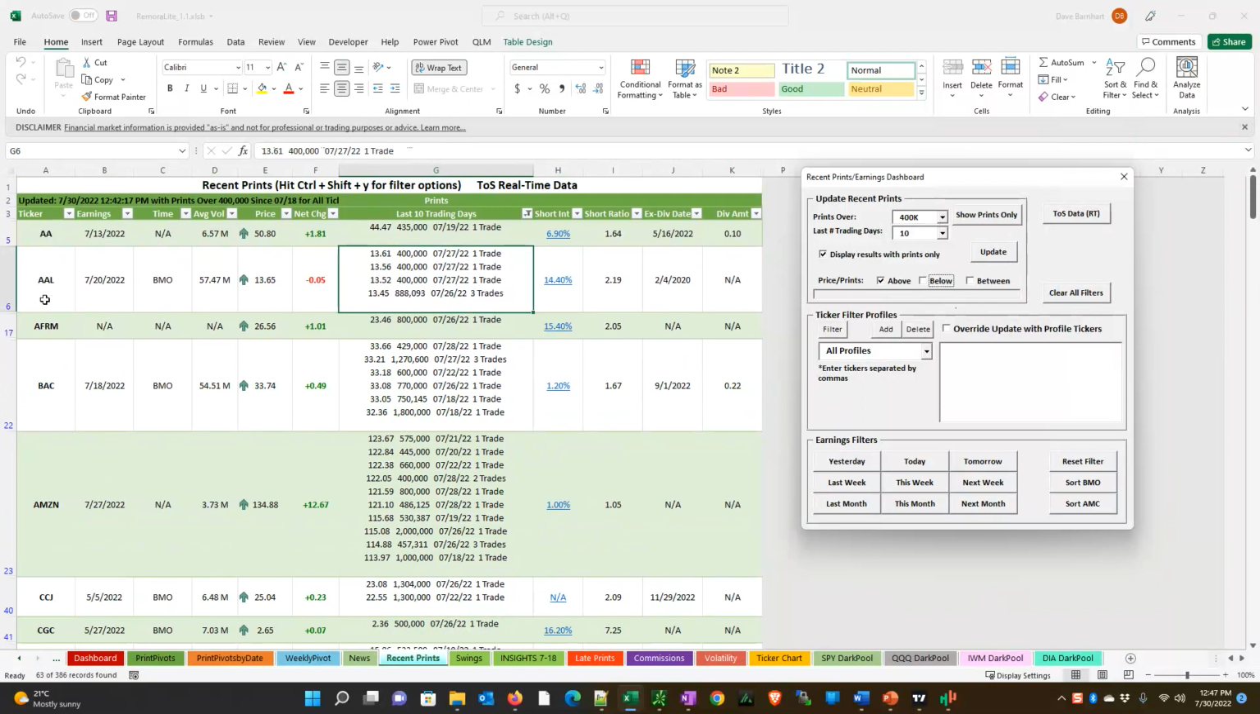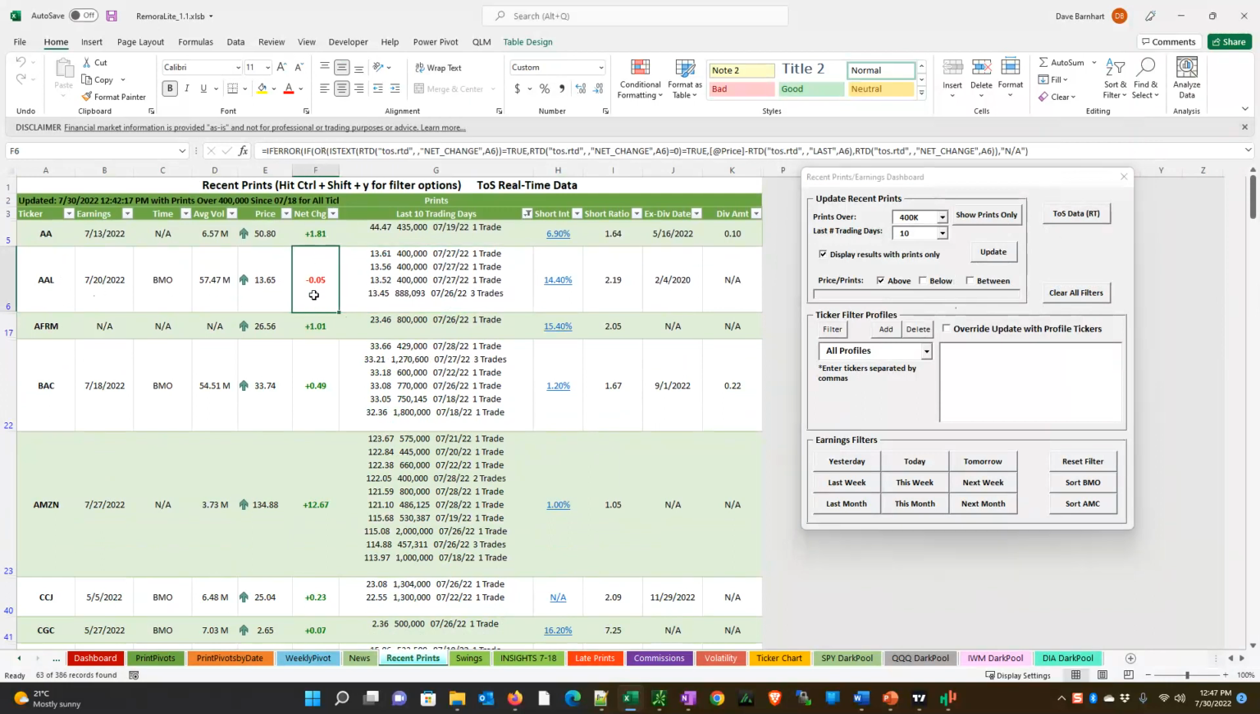Now, AAL, American Airlines, it's above the prints, but it's down on the day. It's slightly negative, so buy a nickel. That might not matter, but what you would do is look at the chart setup, and you can also investigate more prints into AAL outside of this time frame. And that's something we're going to look at in a little bit. They have a higher short interest as well.